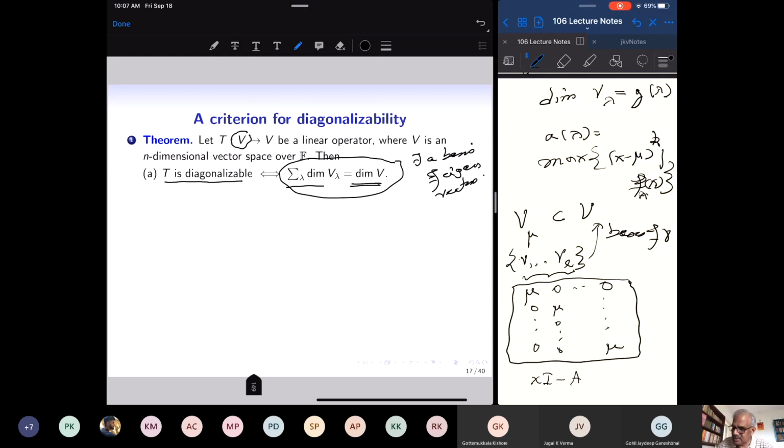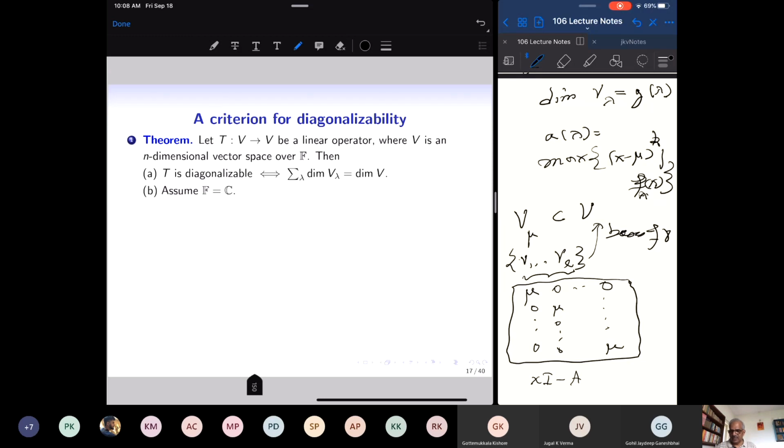Okay. Now this is with respect to any field of scalars. I am not distinguishing between the real field or the complex field. So this is the general criterion, that eigenspaces are big enough so that they fill up the whole space. Yeah. Then and only then the linear transformation is diagonalizable.